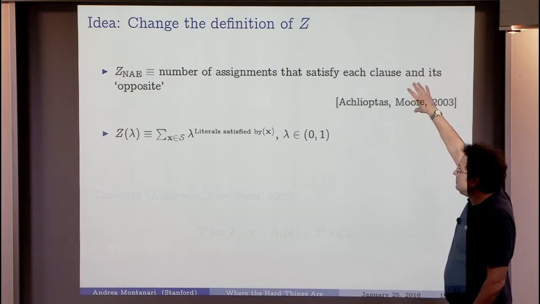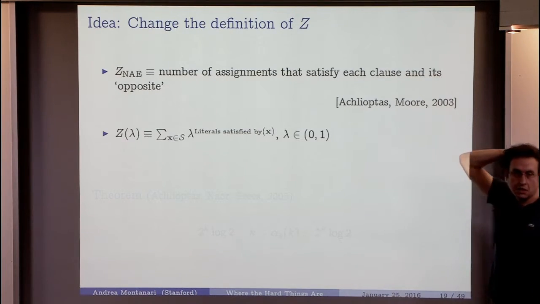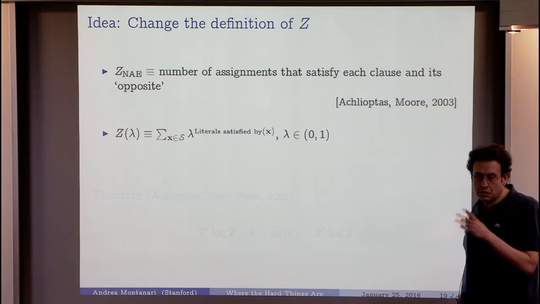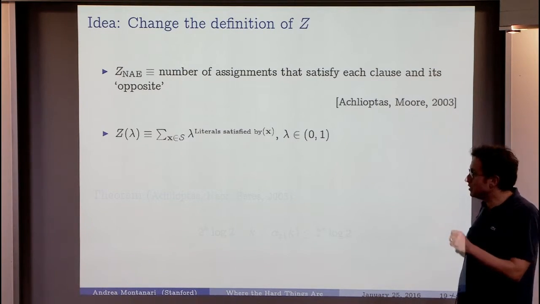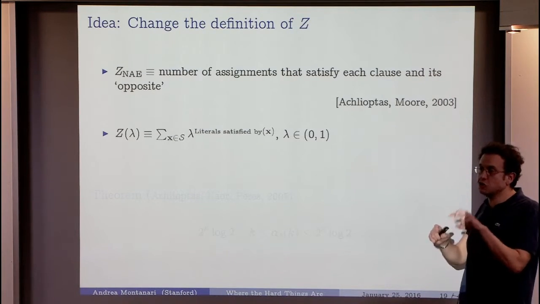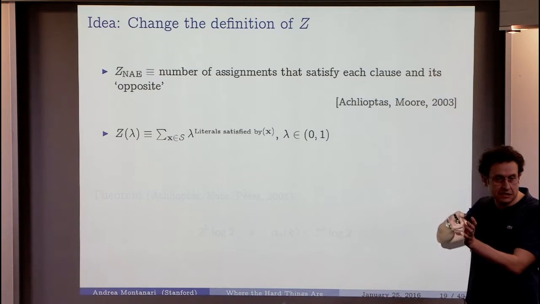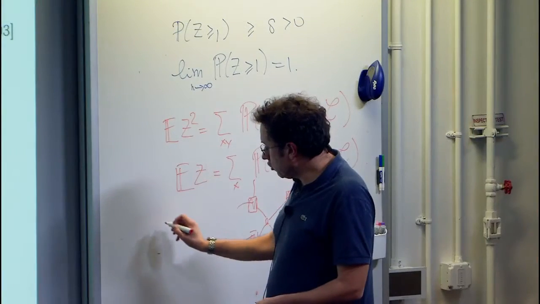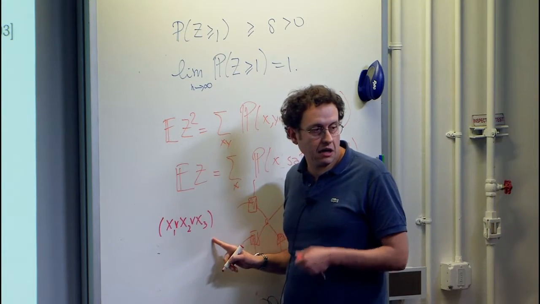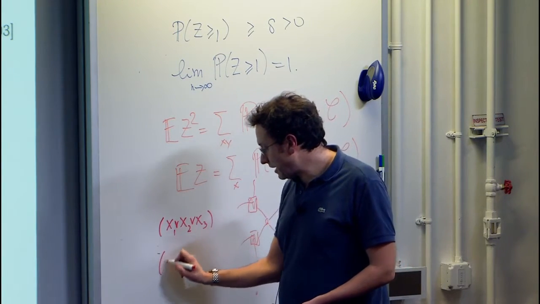Okay? So the first way that people, Kleoptas and Moore, found to go around this problem was the following. Instead of counting the number of solutions, I count the number of not-all-equal satisfying solutions. So I don't count the number of solutions, but the number of assignments that satisfy each clause and also satisfy the opposite of the same clause, where the opposite of a clause is the clause obtained by changing each literal into its negation. So in other words, for each clause appearing in my formula, I want my assignment to be of a special type: not only to satisfy this clause, I want it to satisfy also this clause.